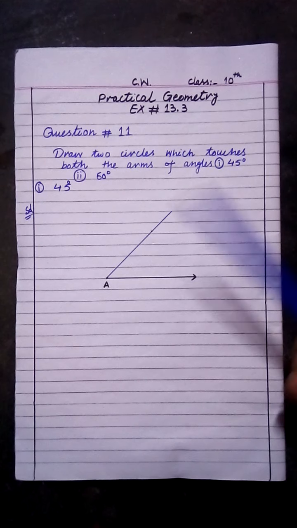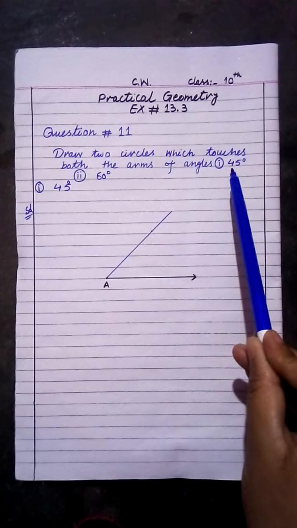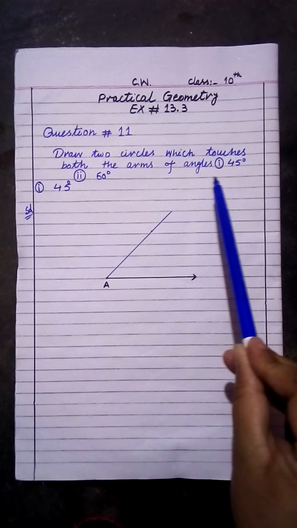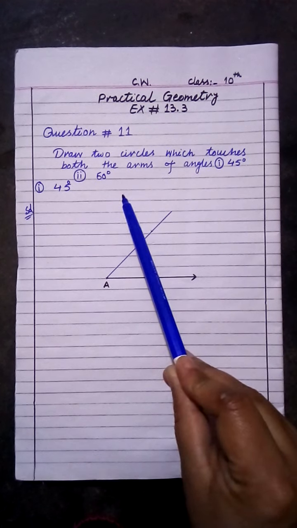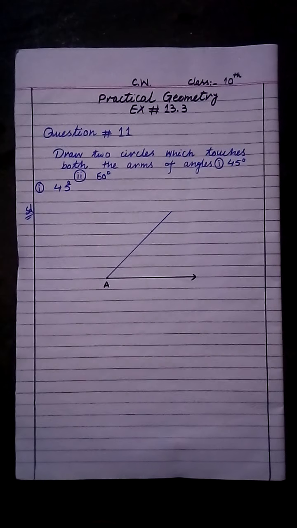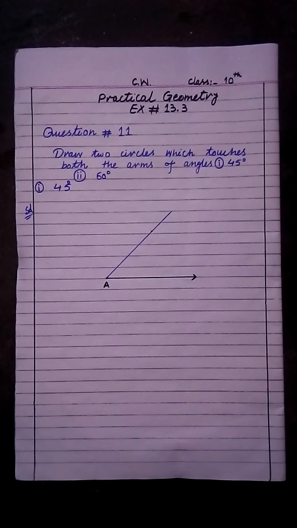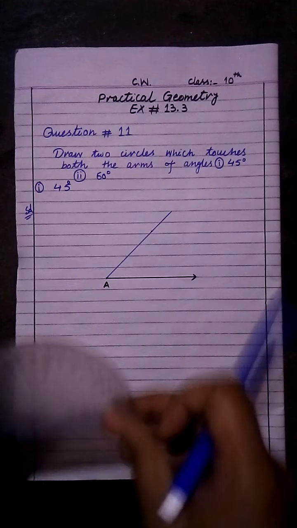So let's see question number 11. Draw two circles which touch both the arms of angles. The first part is 45 degrees, the second is 60 degrees. First of all, you have to draw a ray with suitable measurement. Now you have to make the angle of 45 degrees with the help of a protractor.